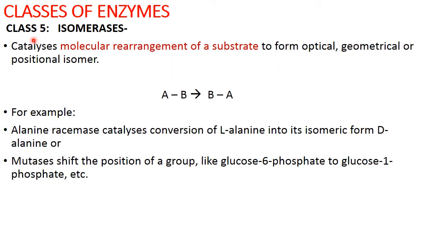Next class is class 5, isomerases, isomers. So a molecular rearrangement, that means converting a molecule of one isomer into another. So what do isomerases do? They are going to catalyze molecular rearrangement of a substrate to form optical, geometrical or positional isomer. Like AB will change to BA, so its isomer is formed.